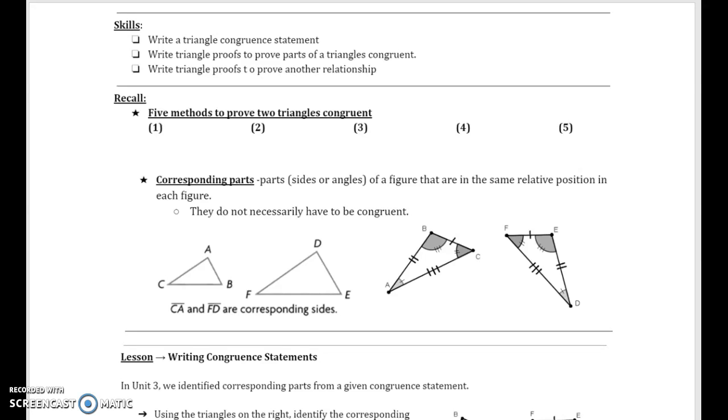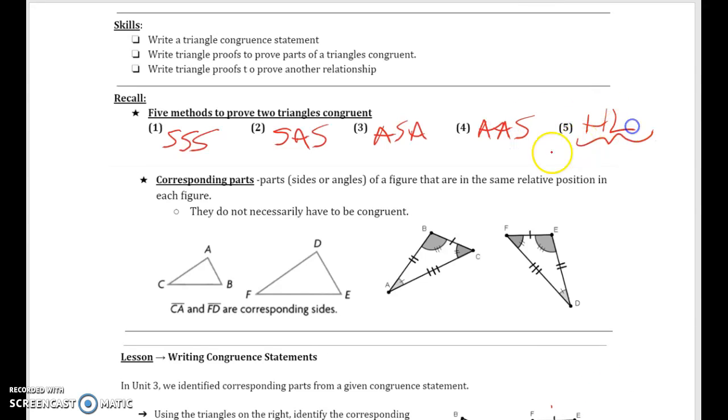So first, let's review the 5 methods that we currently have. We have side, side, side; side, angle, side; angle, side, angle; and angle, angle, side. We also have hypotenuse, leg, but that is only for right triangles. So we can't use that for any other kind.